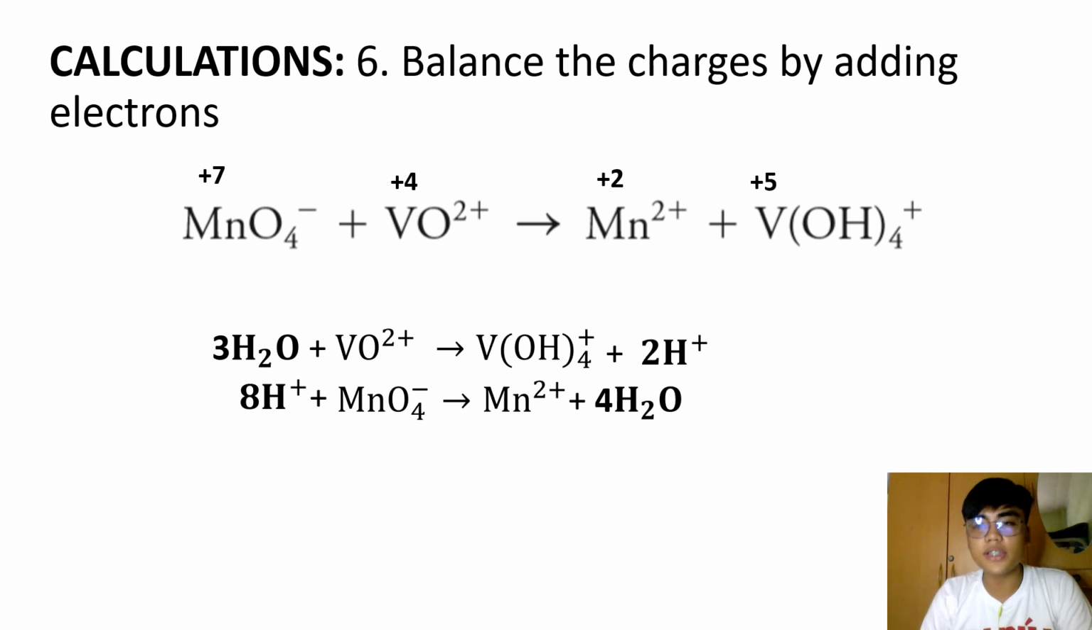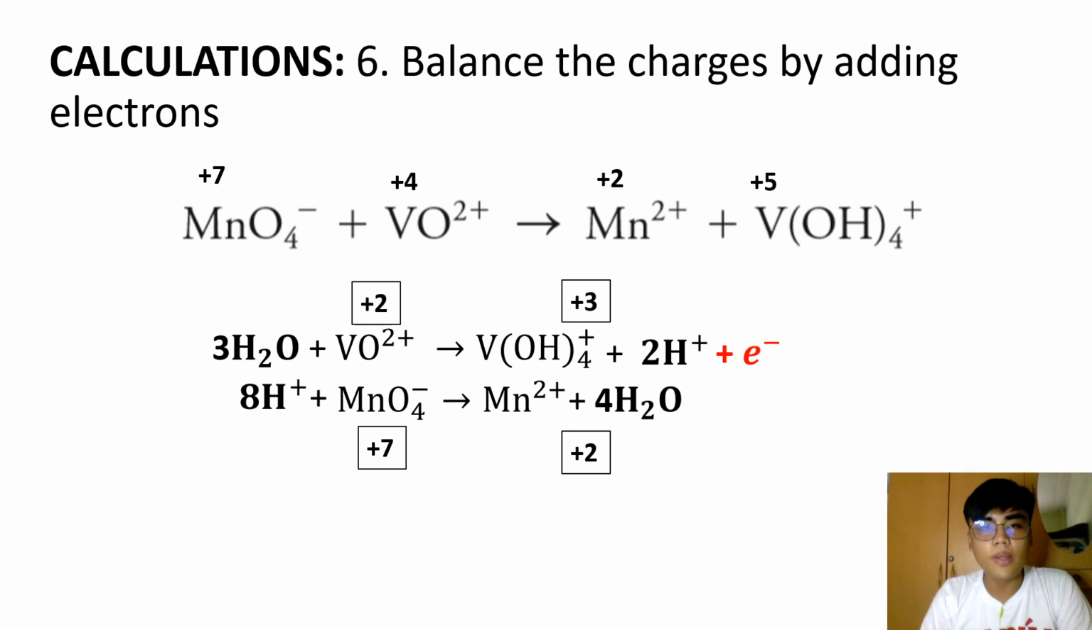Next would be step 6. I need to balance the charges by adding electrons. So here we have +2 charge on the left and +3 charge on the right. So they are not equal. We need to balance the charges by adding 1 electron on the right, and another, we have +7 charge on the left and +2 charge on the right. So they are not equal. So we will balance the charges by adding 5 electrons on the right.